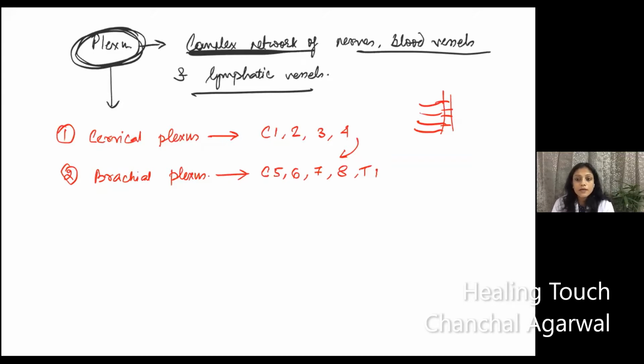Note it down somewhere. You will come across these terms very frequently, that the brachial plexus is affected or the cervical plexus is affected. So what is this cervical plexus? What is this brachial plexus? Just remember the nerve numbers. Which nerves are forming this plexus? This will help you. Number three, thoracic plexus. T-H-O-R-A-C-I-C, thoracic plexus.